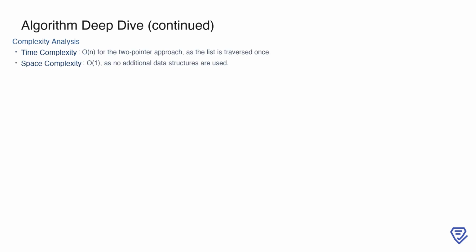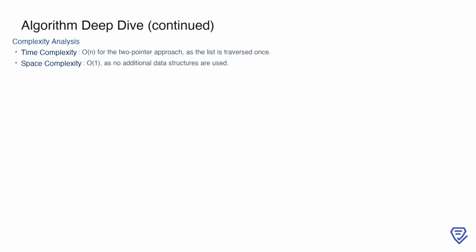Finally, let's analyze the complexity of our optimized approach. The time complexity is O(n), as we only traverse the list once. This is a significant improvement over the brute force approach, which has a time complexity of O(n squared).